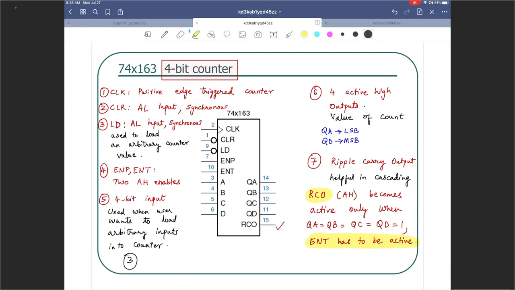But in order for the counter to move up even by one value, 0 to 1, 1 to 2, and so on, both the enables have to be active at that time. All right, other questions?